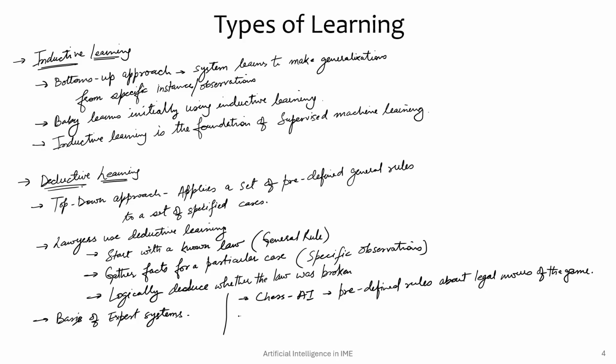Now, one good thing about these kinds of deductive learning is they are highly reliable and explainable. When we are using inductive learning systems, we don't know how the system is learning about new things, but since we are already defining pre-configured rules in the deductive learning systems, we get to know how the system is performing with each step, right? So that is why they are highly reliable and explainable systems.